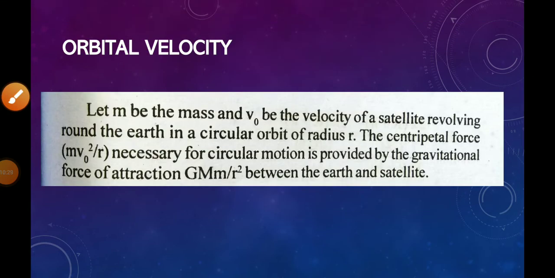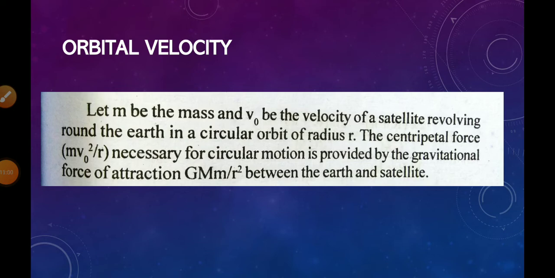Okay, now we are going to discuss the next topic, that is the orbital velocity. This velocity is related to the motion of satellites. We know the satellites are revolving around the earth. Let m be the mass and v0 be the velocity of the satellite revolving around the earth in a circular orbit of radius r.